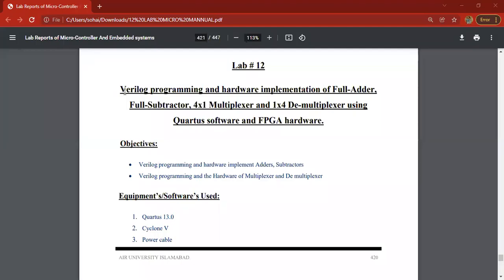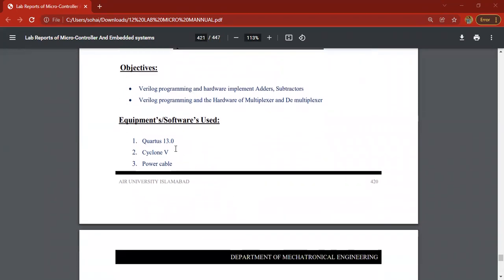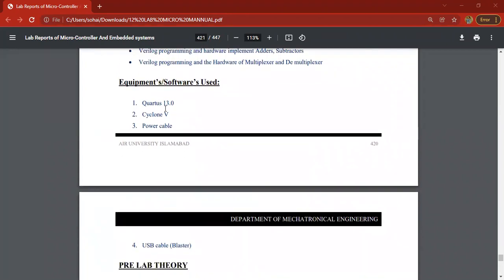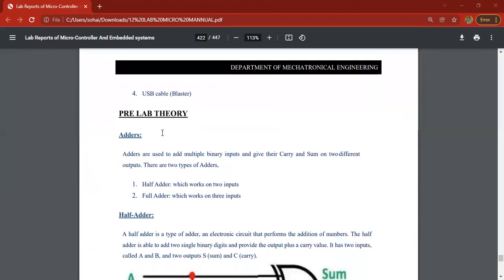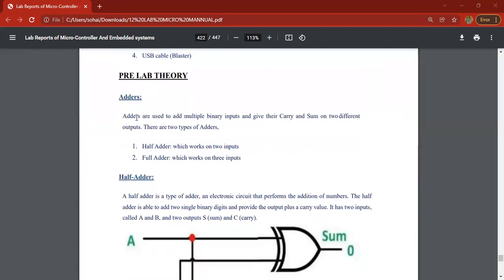Assalamualaikum everyone. Now we are studying parallel programming and hardware implementation of full adder and subtractor, 4 cross 1 mux and 1 cross 4 De-mux using Quartus software and FPGA hardware. Our objective is parallel programming and hardware implementation of adder and subtractor, and multiplexer and demultiplexer. Equipment and software used: Quartus 13.10, Cyclone V, power cable, and USB Blaster.